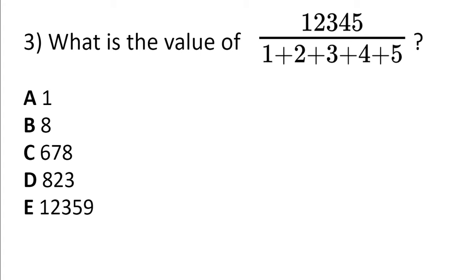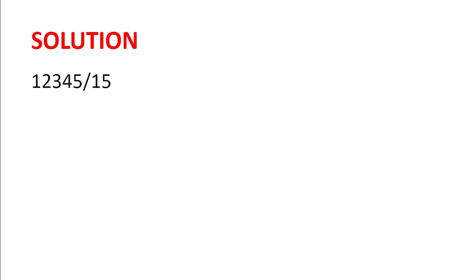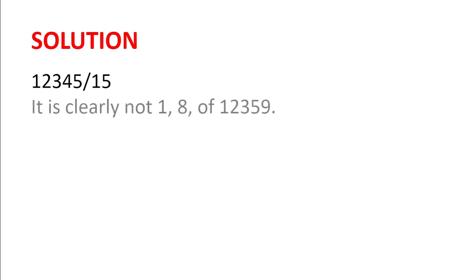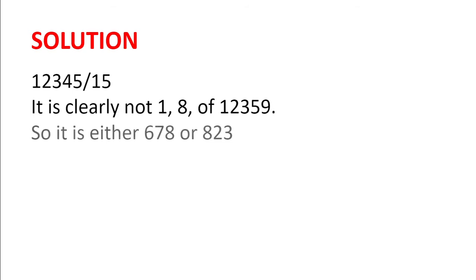What is the value of 12345 divided by 1 plus 2 plus 3 plus 4 plus 5? So we are asked to find 12345 divided by 15. Of course, we can divide the number by 15, or we can have a look at the options we are given, and we can see that 1 and 8 are clearly too small, and 12359 is clearly too big. So it's either 678 or 823.